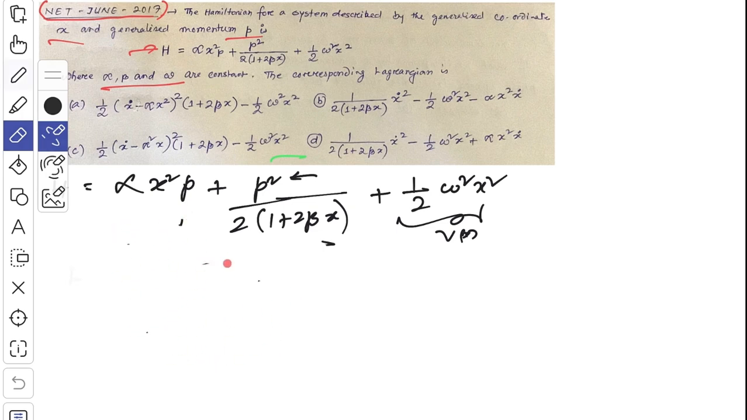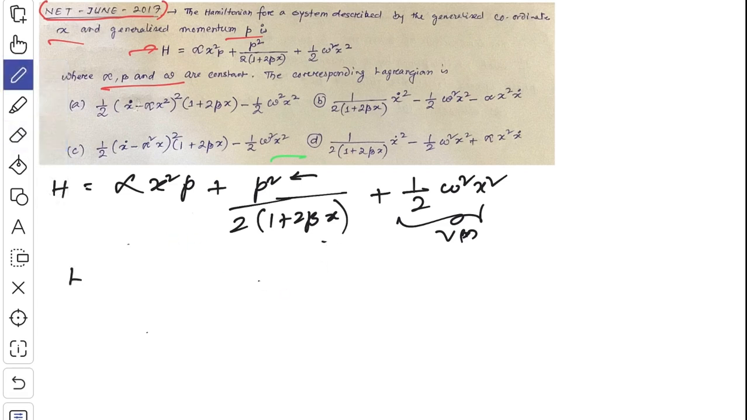So what was the relation, if you remember? The relation was L is equal to summation over i of p_i q_i dot minus H, something like that. Here the momentum is p and the position is represented by x, so we can write p x dot minus H. So L is equal to this.